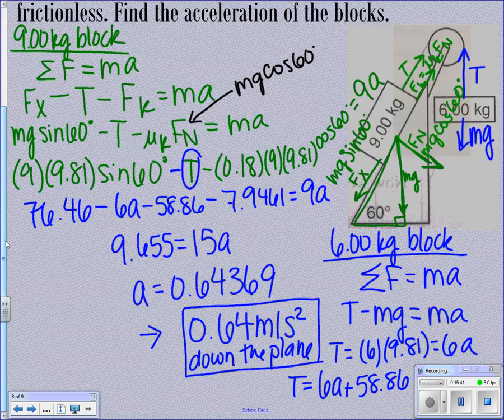So you want to start off by setting up your equations for each block separately and then combining them to solve for your T or your A. Notice that neither of these problems ask you to find the tension in the rope. The previous problems that we worked with where they were frictionless did ask for that. But if you were supposed to find the tension, then you can easily just plug in your A here, and you can solve your tension. So if it asks for it, that's what you would do there.